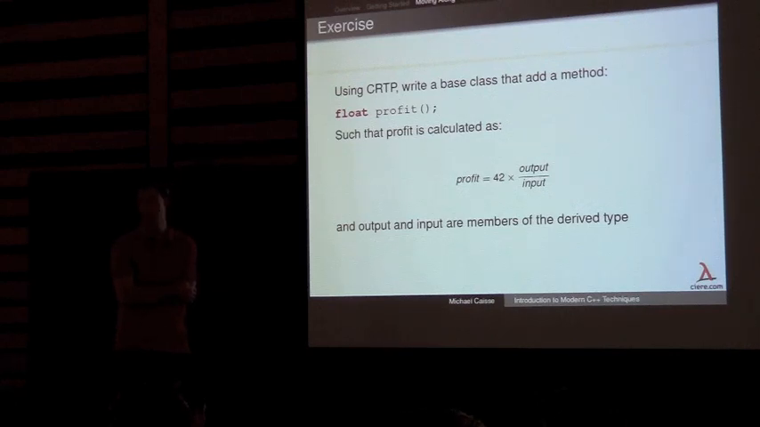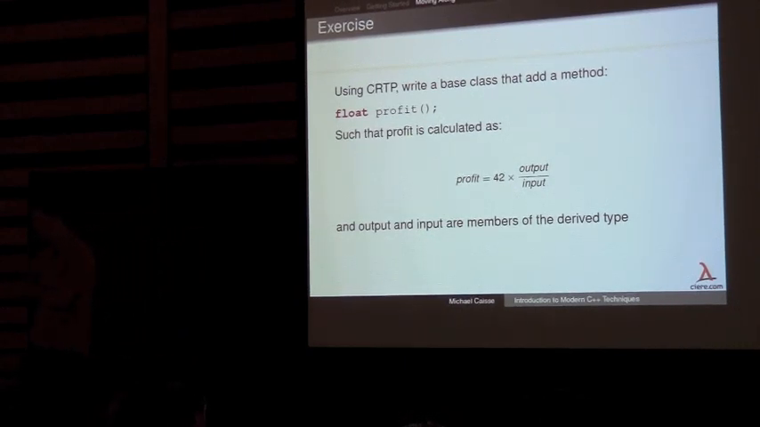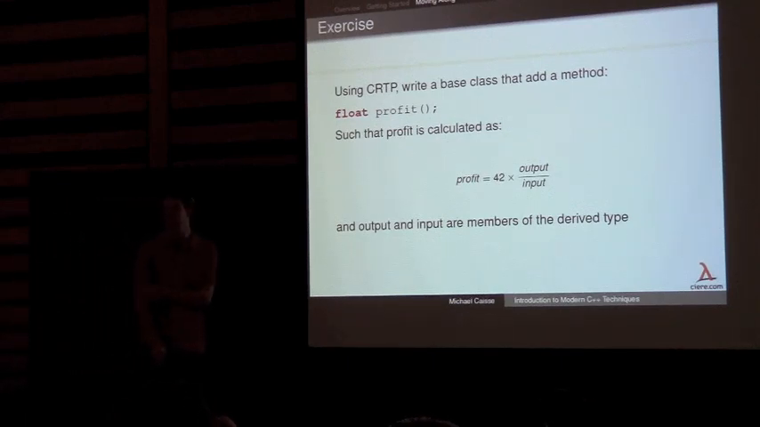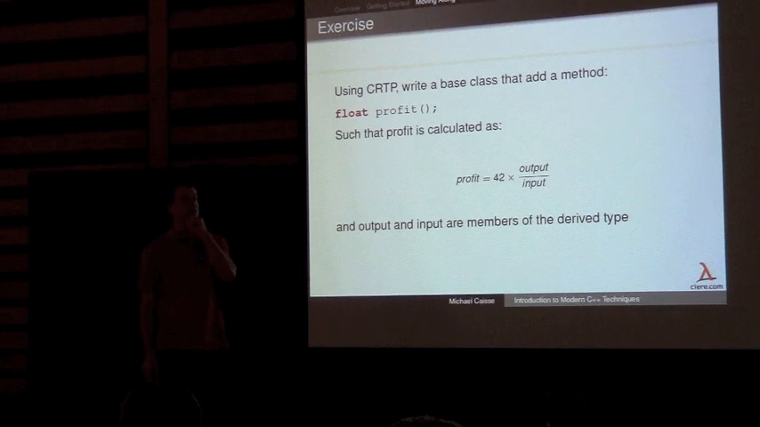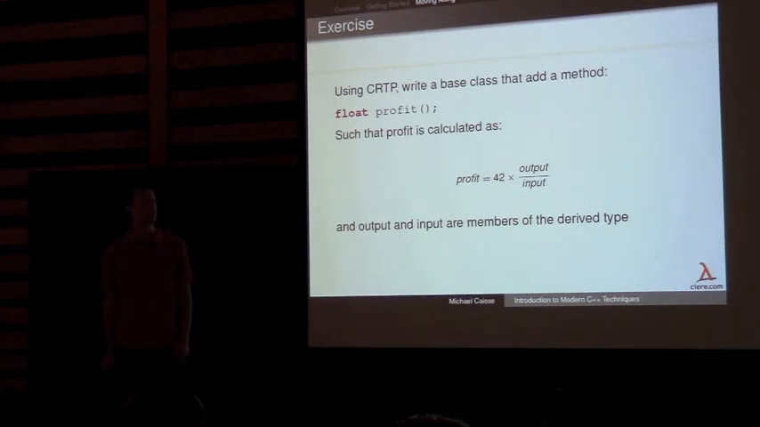It has to call into the derived class. Either you delegate to another profit method, or you get the input and output and then calculate it. Yes, we have to get the input and the output because we don't know that there's another method. Get input, get output. So Nathan, you're using a pointer? Yes. Okay, all right.